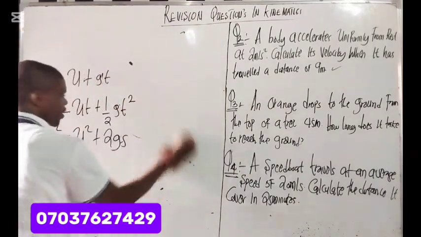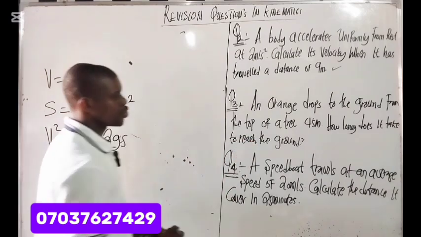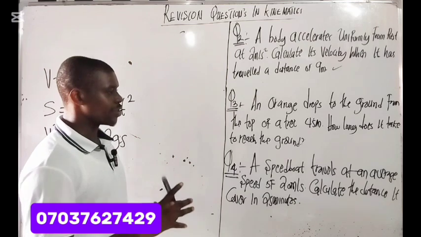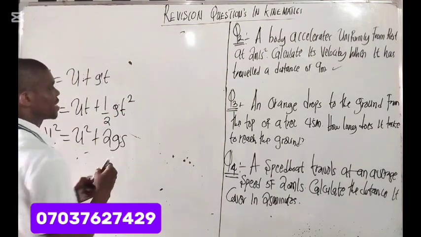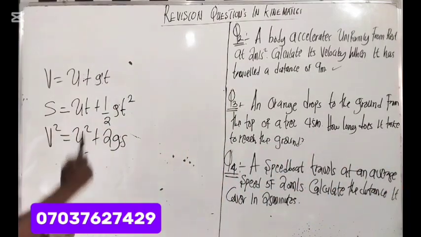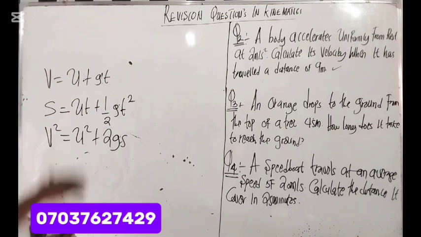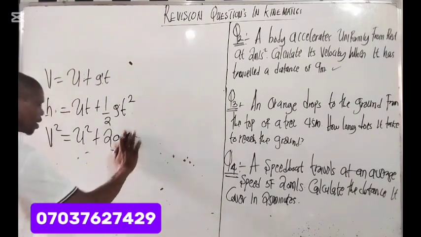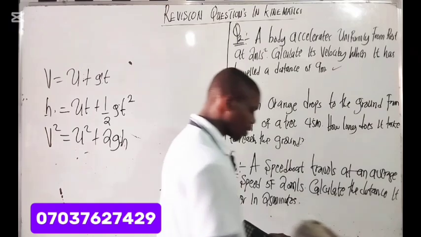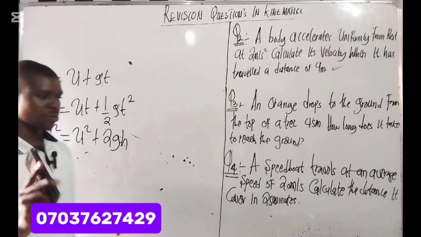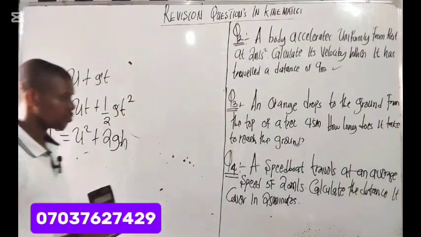So now let's look at this very well. An orange drops to the ground from the top of a tree. So the top of a tree, that is the height, right? You're talking about the height. Another thing I want to show you is that whenever you're talking about vertical motion here, the s changes to h, because we are talking about the height, right? So please pay close attention here. I have to show you that here.